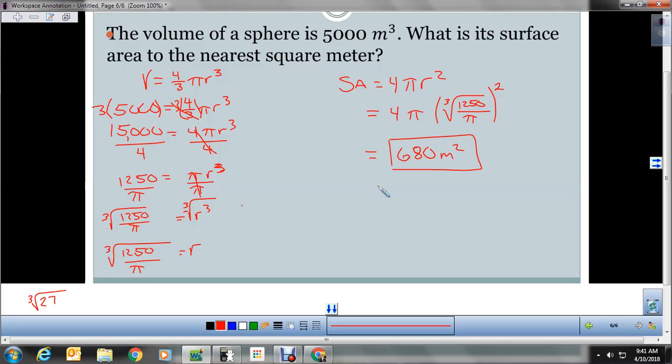All right, so I'm looking back here and I see an error I made. 15,000 divided by 4 is not 1250. 15,000 divided by 4 is 3,750. So let's go back and change this. It'll change our radius by a little bit here. Okay, so this will be 3750. This right here will be 3750. And so it'll change what we get here.